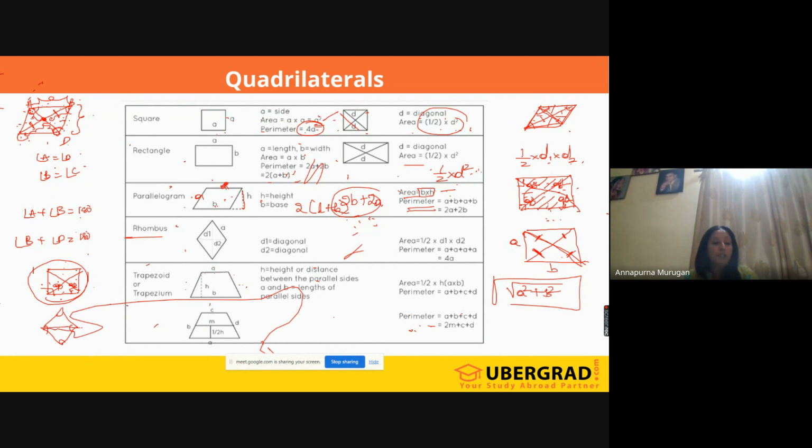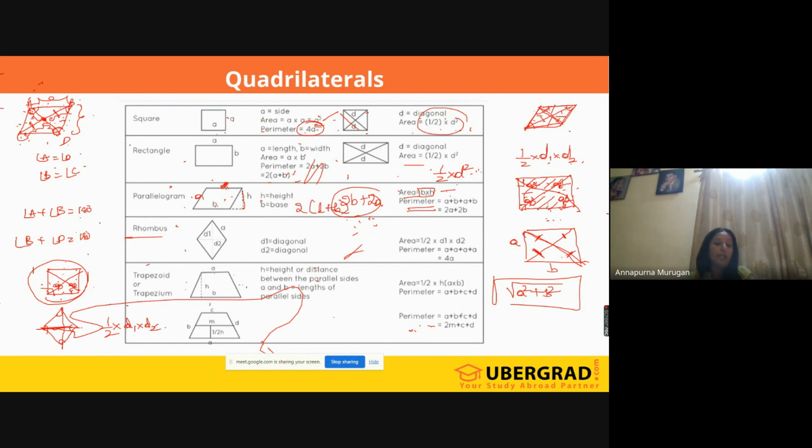So this is one diagonal and this is the other diagonal. Definitely the diagonal lengths change here. If the diagonal lengths change, the area is also half into d1 into d2. So the area is given by half into d1 into d2. Now the perimeter is the sum of all the sides here.